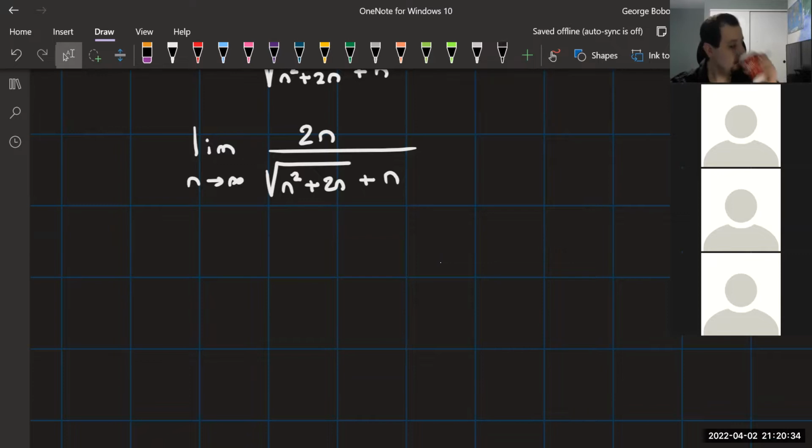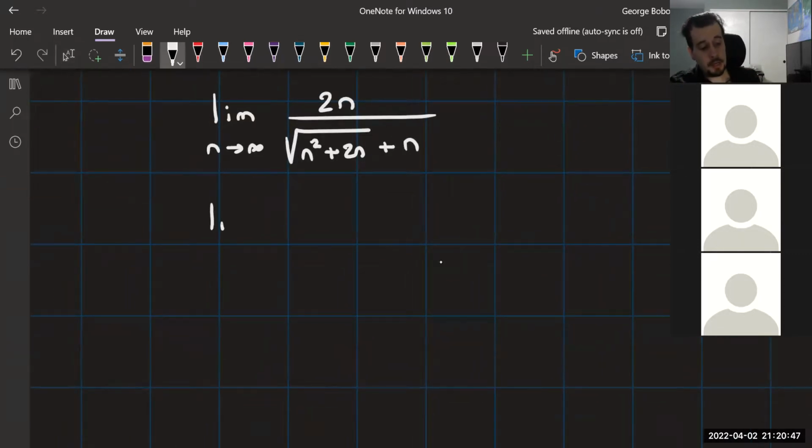N. People are going to be like, what do you mean? There's an n squared there. No, it's getting square rooted. So the largest power is actually n on all the terms. So we're going to factor out that n right now. It's going to have n over n.